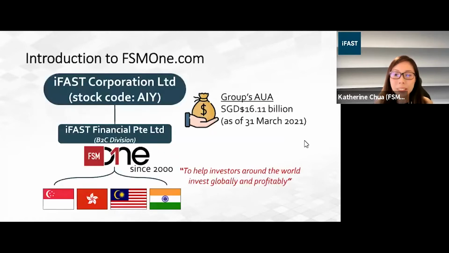Just to start, this is an introduction on FSMOne. We are formerly known as fundsupermart.com, and our company was incorporated in the year 2000. We are a DIY platform, and we are the B2C division of IPOS Financial Private Limited. One of our key milestones is definitely being listed on the SGX main board in December 2014. Over these years, we have expanded our business to Hong Kong, Malaysia, India, and China. Our group's assets under administration, AUA, has grown to 16.11 billion as of end March this year.